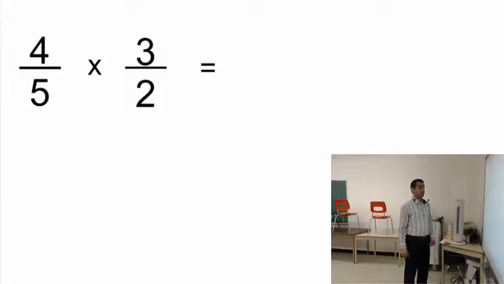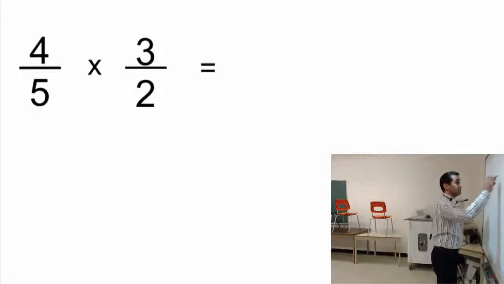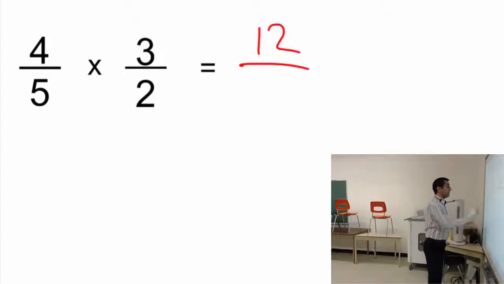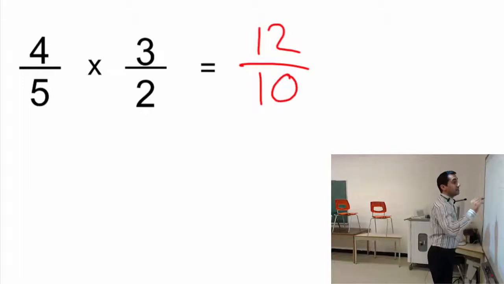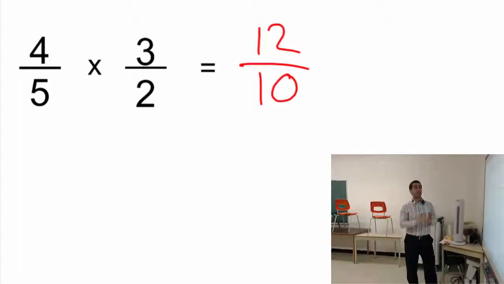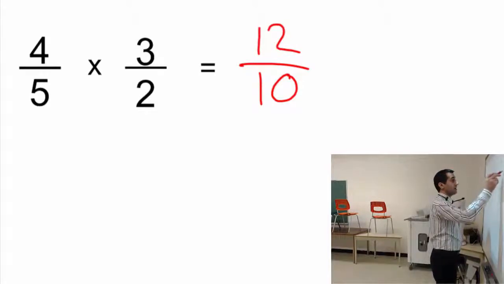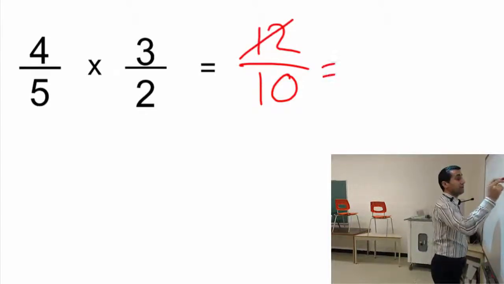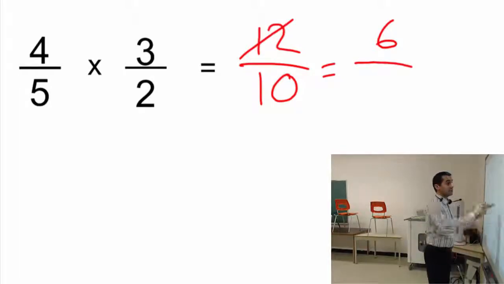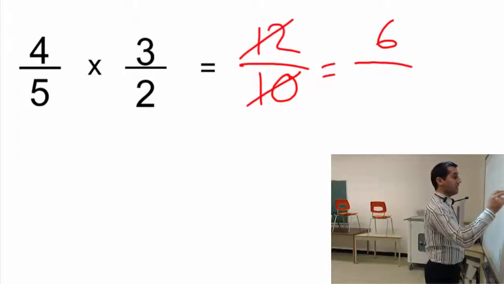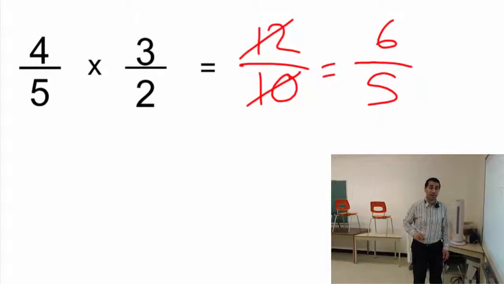4 times 3, that's going to be 12. And 5 times 2, that's going to be 10. Now this is not where we're gonna leave the answer as it is, because I can clearly see that both numbers can be simplified by 2. So let's divide that by 2. I will be having 6. And let's divide that by 2. I will be having 5. 6 divided by 5, that's the answer.